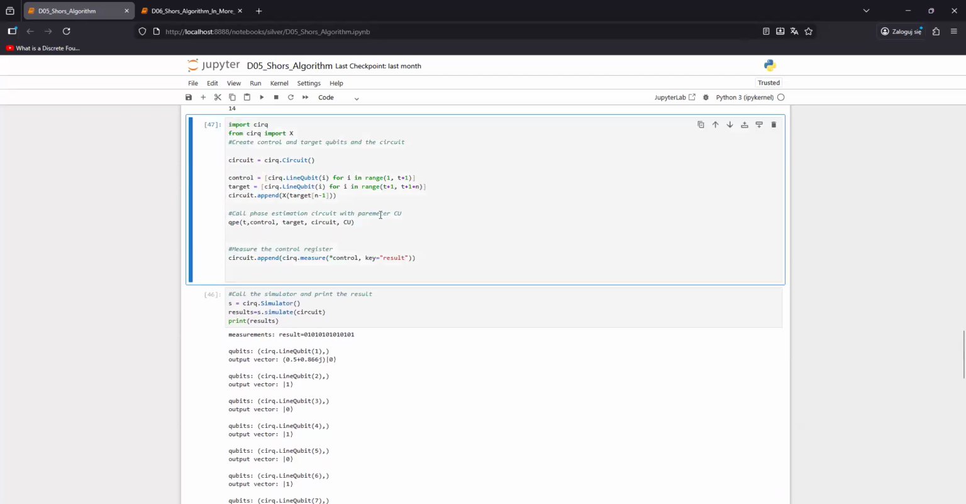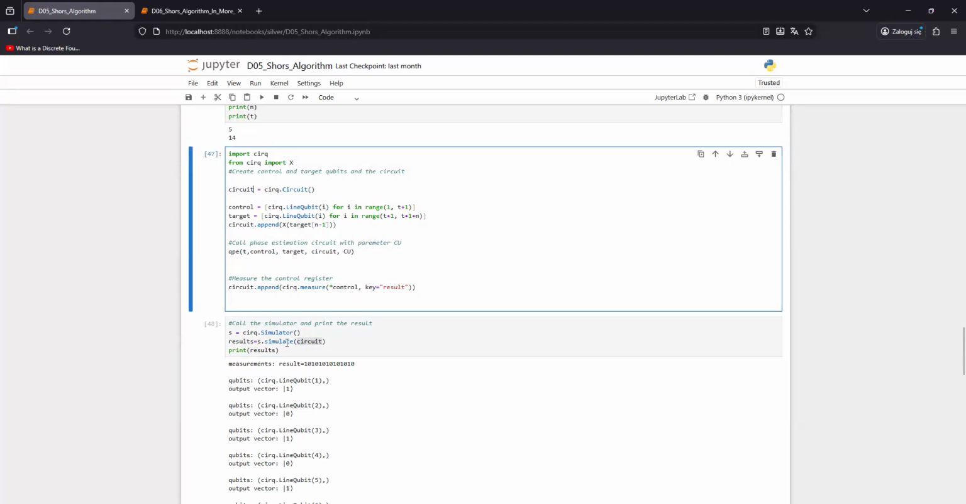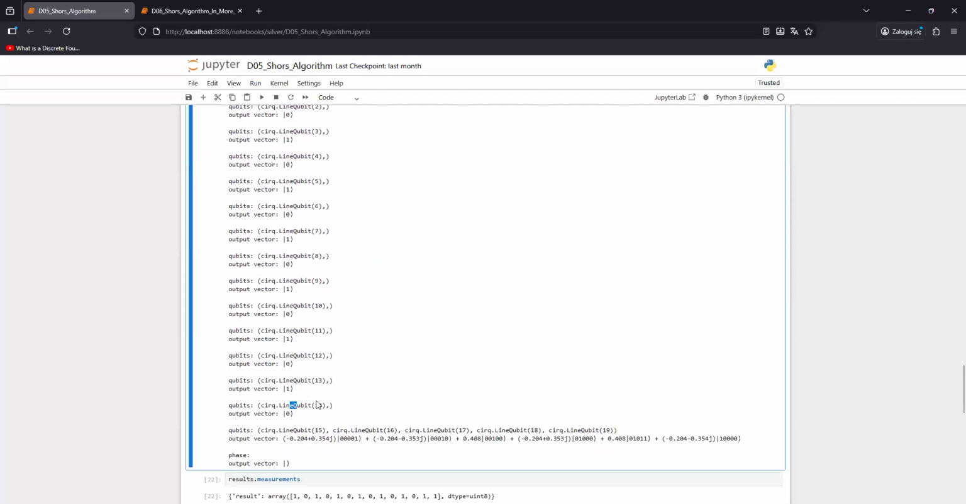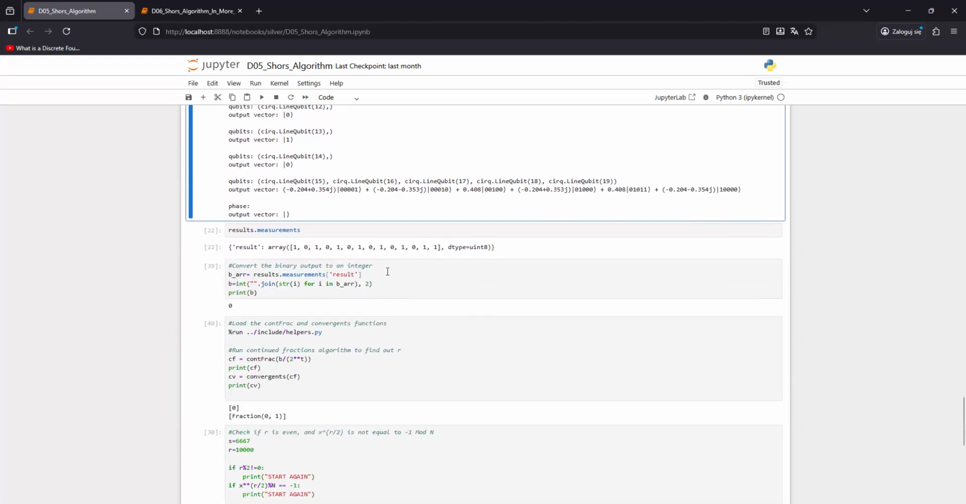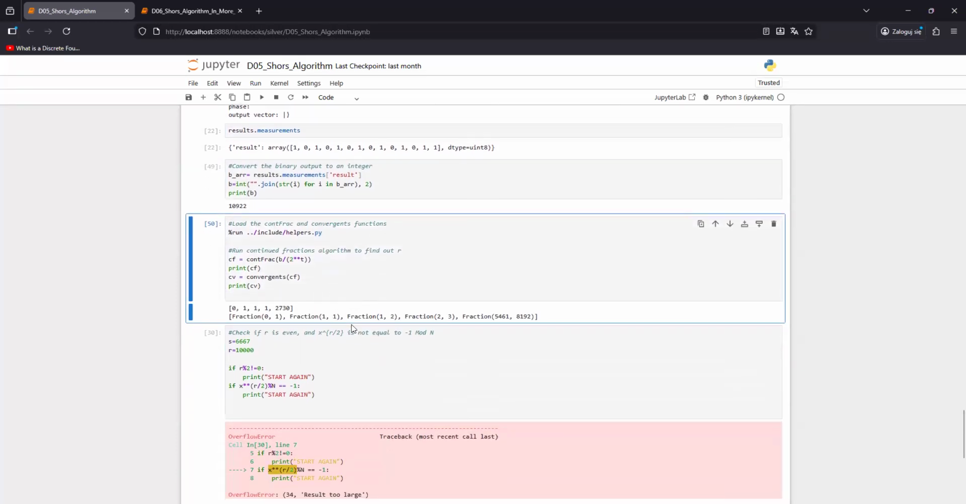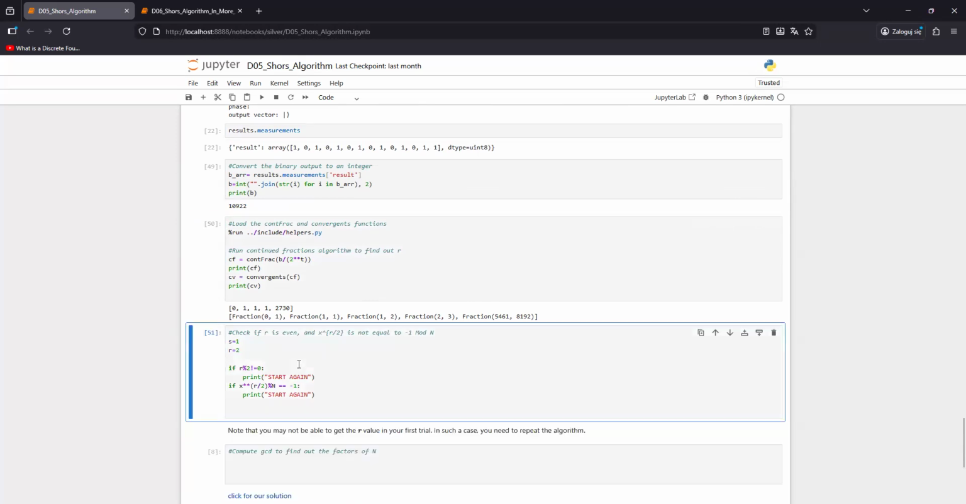Now let me call this again. The 14 qubits, so that's fine. Then we have another register, so that should be fine. Okay, so now we have another set of fractions. So we have, for example, 1 and t, and that looks good.